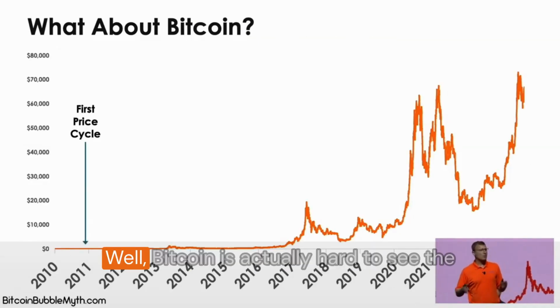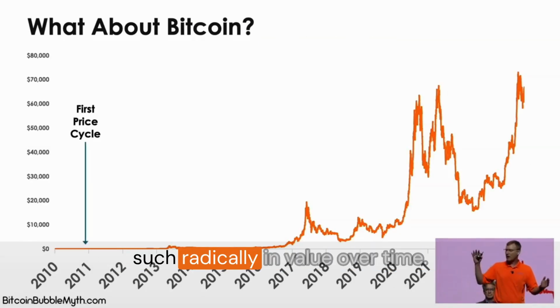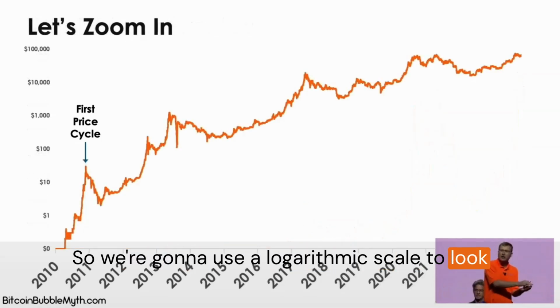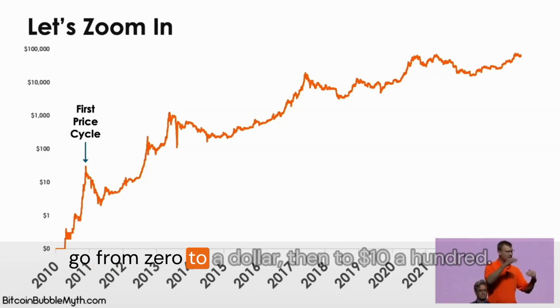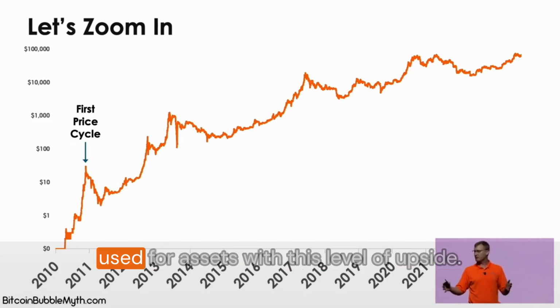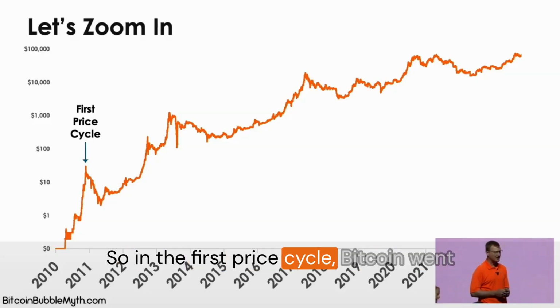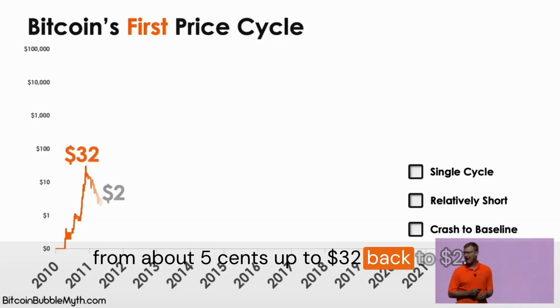So what about Bitcoin? Well, it's actually hard to see the price cycles because it's increased so radically in value over time. So we're going to use a logarithmic scale to look at what it looks like on a price cycle where you go from $0 to $1, then to $10, $100. It's called the logarithmic scale, which is often used for assets with this level of upside. So in the first price cycle, Bitcoin went from about 5 cents up to $32, back to $2.